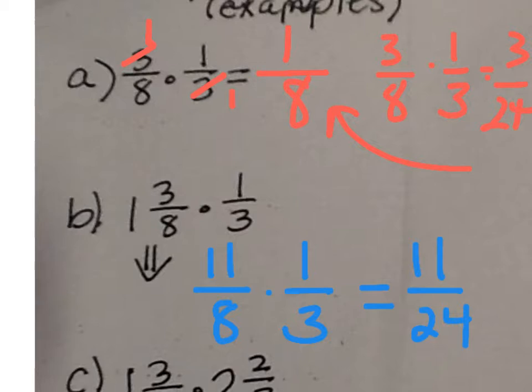And then I'm going to go ahead and do this last one. 1 and 3/8 we know is 11/8. And 2 and 2/3 is 6 plus 2 is 8/3. So I'm going to simplify. 8 divided by 8 is 1. So I'm going to end up with 11 times 1 is 11, divided by 3 times 1, so it's 11/3.